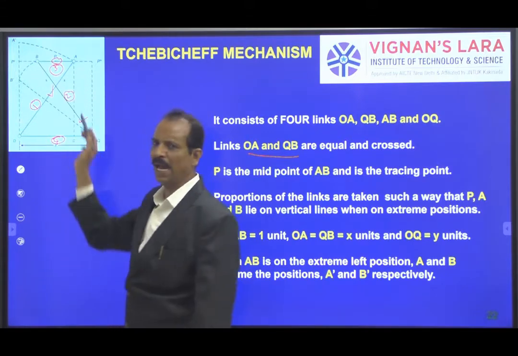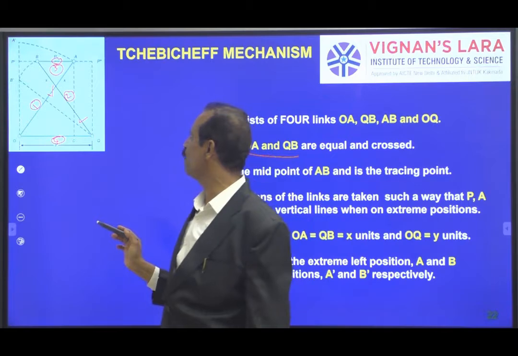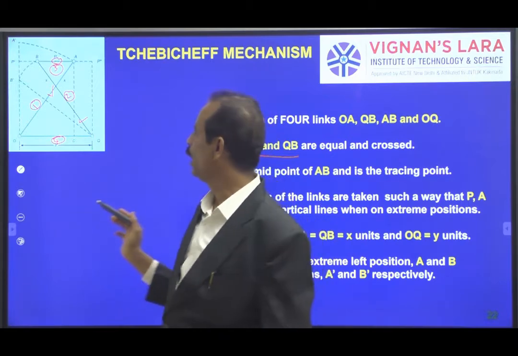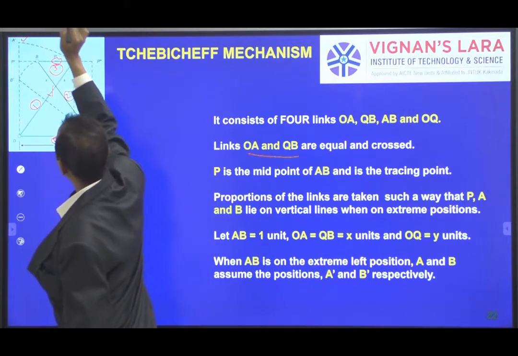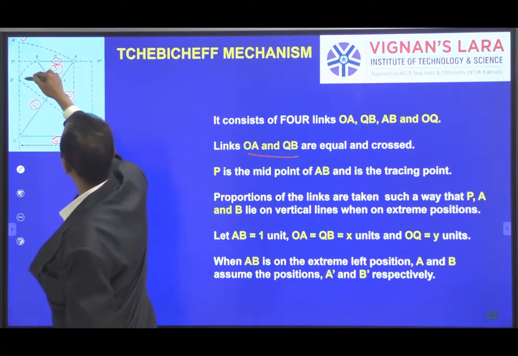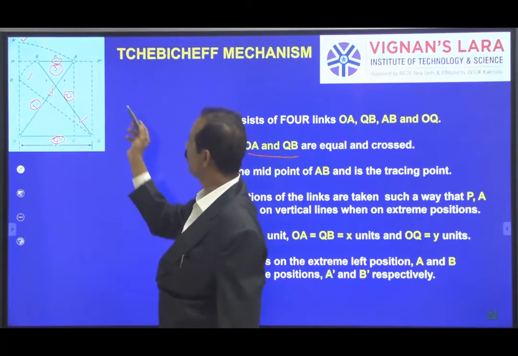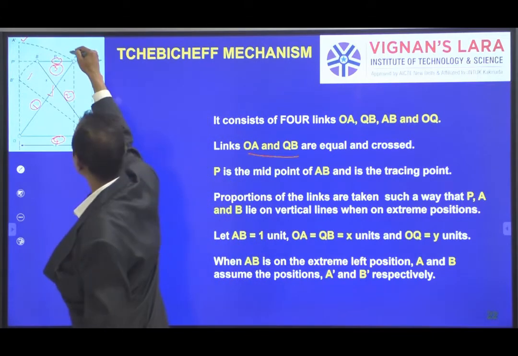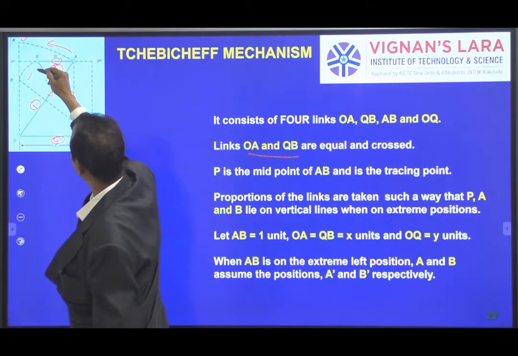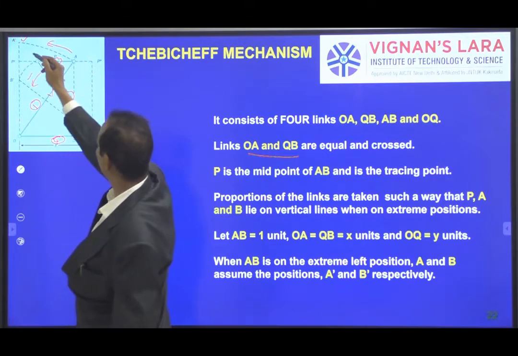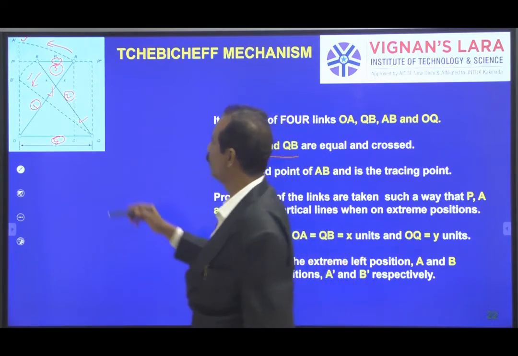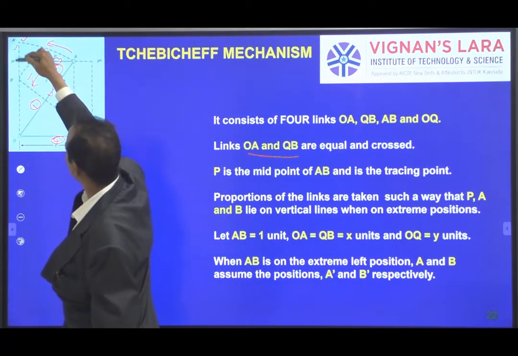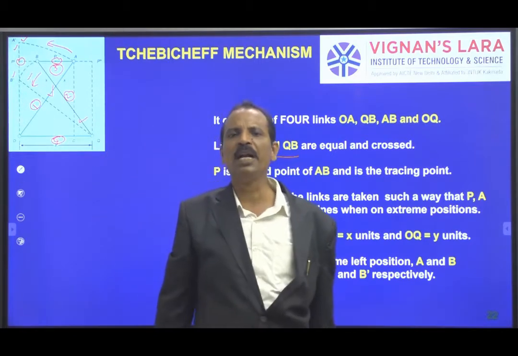So as per the diagram you can see PAB is horizontal, and when A moves to A dash, then B moves to B dash. At that moment, the P will be lying on the line joining A and B, which is A dash B dash, and P is here at the midpoint, P dash.